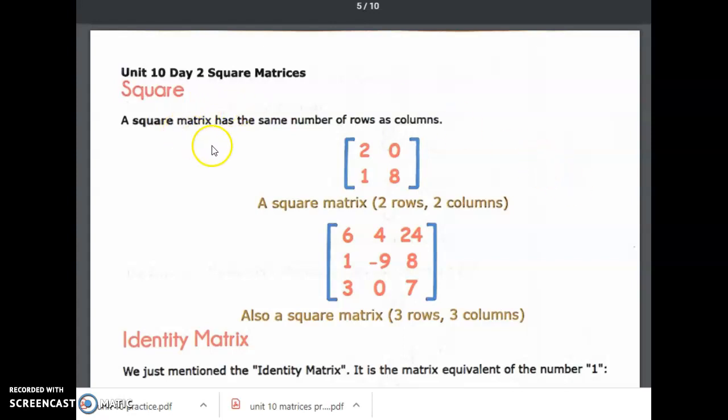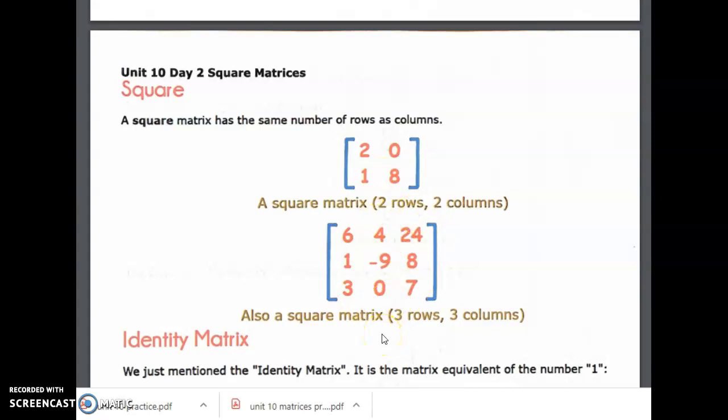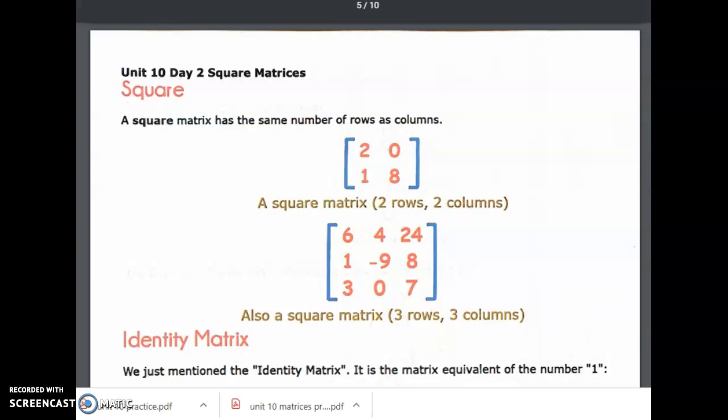So a square matrix is exactly what it sounds like. It has exactly the same number of rows and columns. So this would be a 2 by 2 square matrix. This would be a 3 by 3. We could have a 4 by 4, 5 by 5, and so on and so forth.